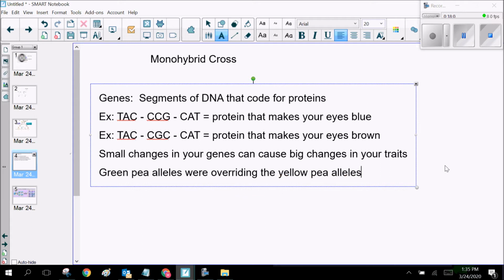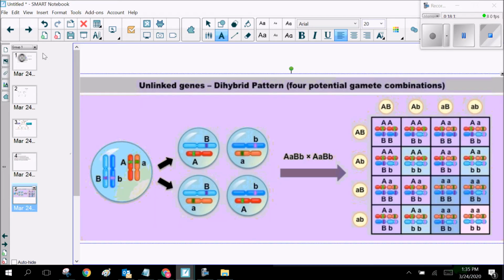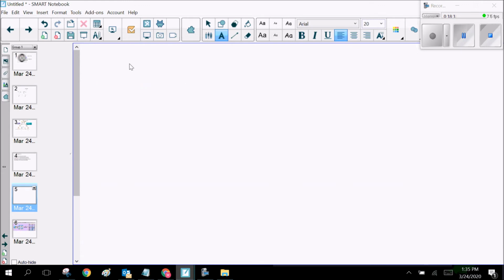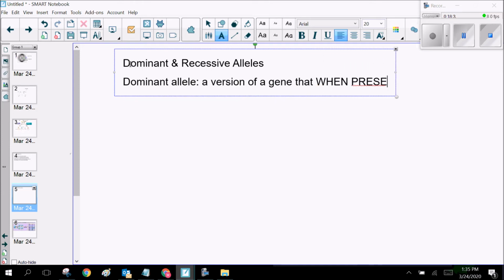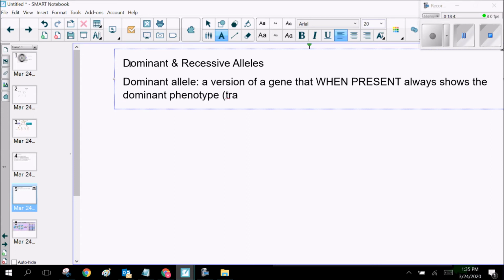Now how does this actually work? This leads us to the concept of dominant and recessive, which you guys have probably heard of before. So dominant and recessive alleles, what does that mean? A dominant allele is going to be a version of a gene that when present, in other words, when it's possessed by an organism, always shows the dominant phenotype or trait.